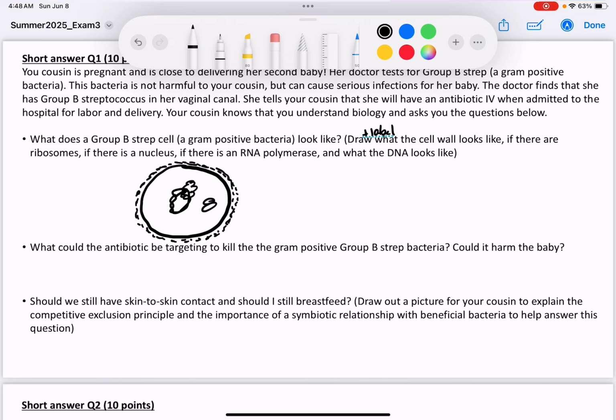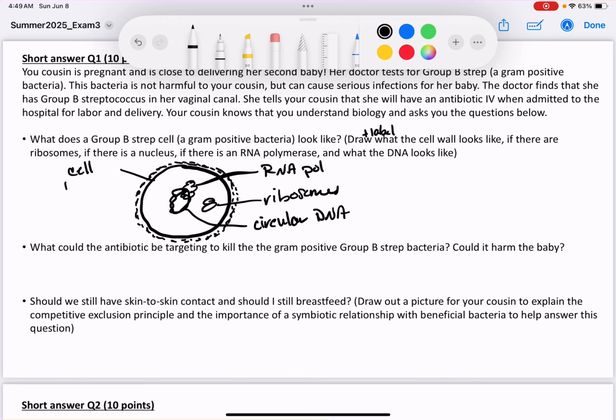Okay, so that's the basics, right? So we've got RNA polymerase, we've got ribosomes, there's a circular DNA chromosome, and cell membrane, and peptidoglycan.